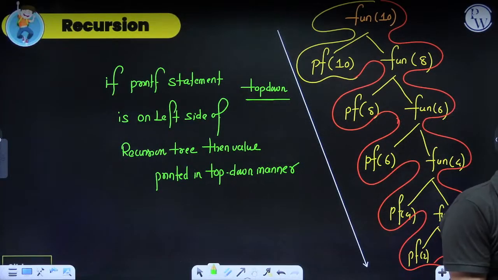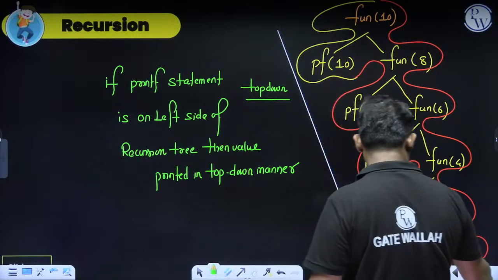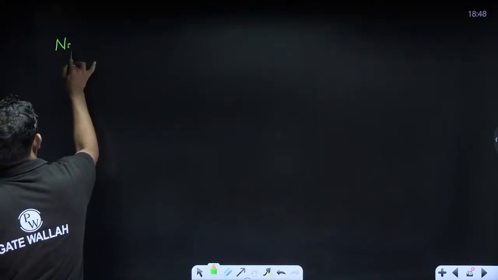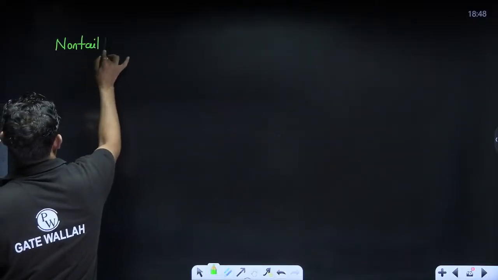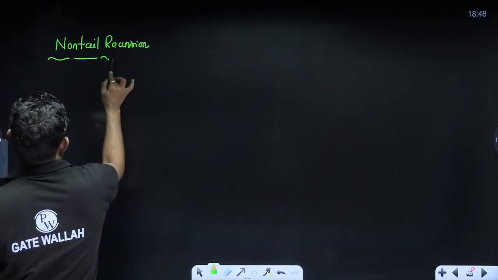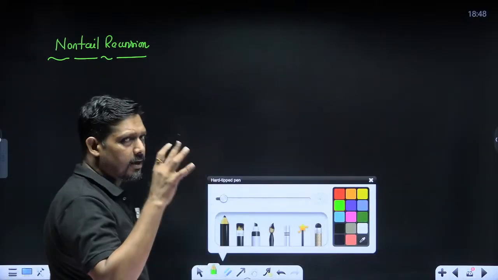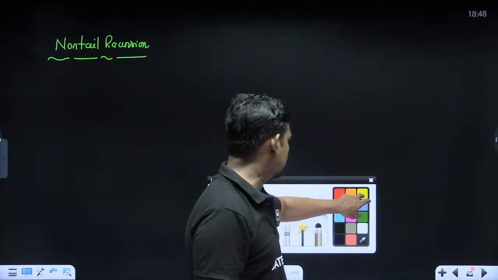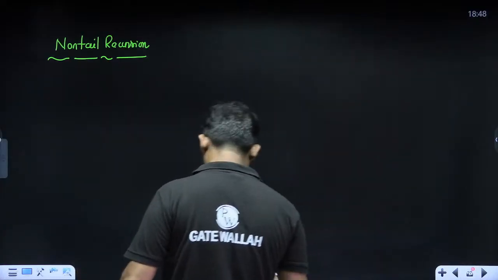Okay, now the second category of recursion is called non-tail recursion. What is a non-tail recursion? Non-tail recursion is a recursion in which the recursive call is not the last statement of the function.